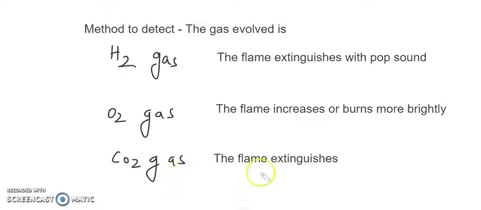If it's carbon dioxide, the flame will simply extinguish, means it goes off without any sound. If it's hydrogen, pop sound. If it's carbon dioxide, no sound. In both cases, the flame will go off.